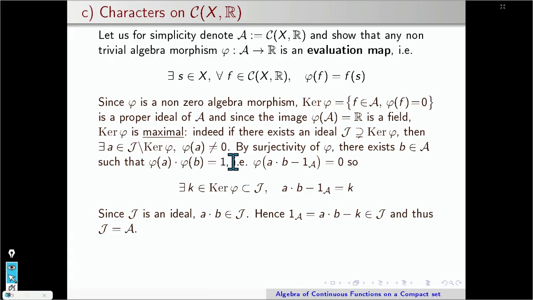1 itself is phi of the unit. So I use that phi is an algebra morphism. I put everything to the left. Phi is an algebra morphism, so I can write phi of this thing equals 0. So it means that this is in the kernel.